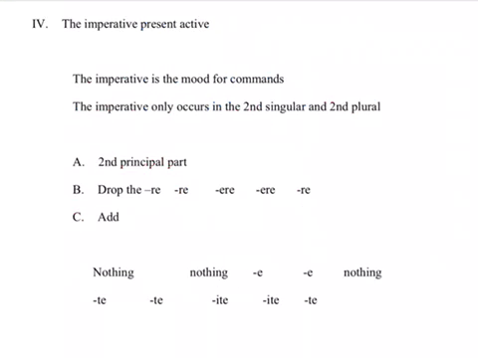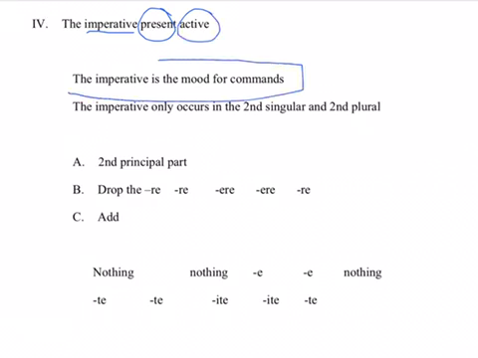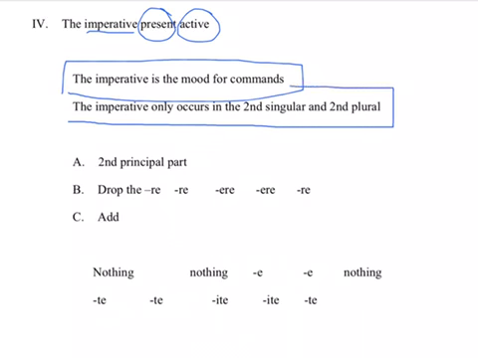So far you've had some experience with the imperative present active, obviously. That's the mood for commands. This is the tense, and this is the voice. The imperative is the mood for commands, something that you've worked on before with different conjugations, only the first and second conjugations, I believe. And the imperative, you have to remember, only occurs in the second person singular and the second person plural. It only occurs in you singular and you plural.